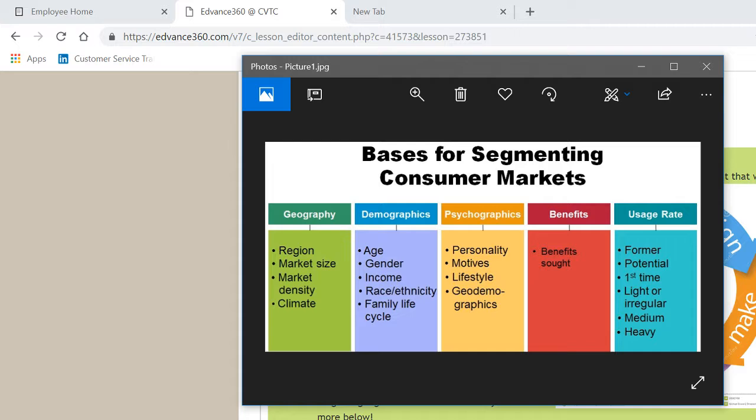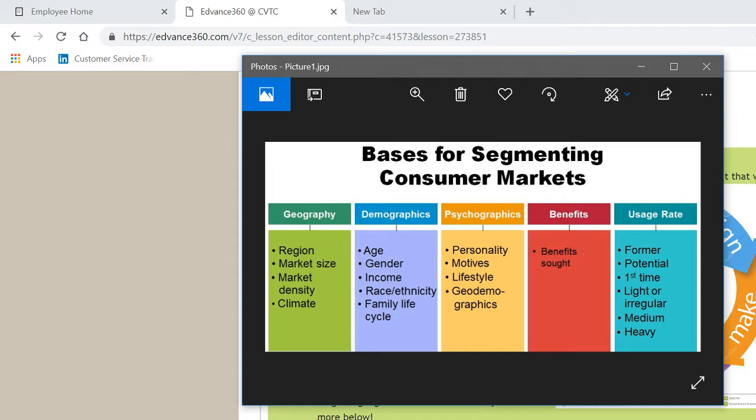Then you want to go into the psychographics. What is the personality of that person? If you had to look at a product like Nike, what's Nike's personality? And what is the person that would match with Nike's personality? Those are the types of things that I'm looking for within that, as well as what are their motives, what is their lifestyle, what is their geodemographics. All of those pieces come into play when we talk about the psychographics. Benefits would be the benefits that they're looking to seek.